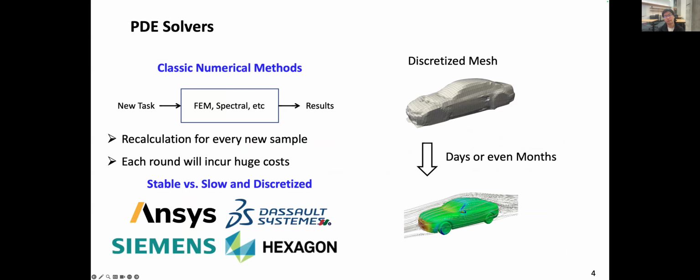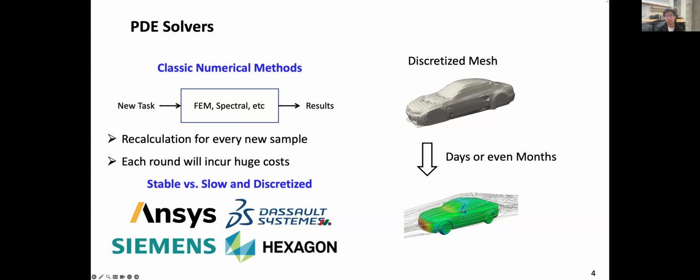Fortunately, after decades of effort, we have very mature numerical methods, the finite element methods or finite difference methods. These methods can solve PDEs very stably, but may suffer from huge computation cost. For example, if you want to simulate a car, it may take hours, days, or even months.